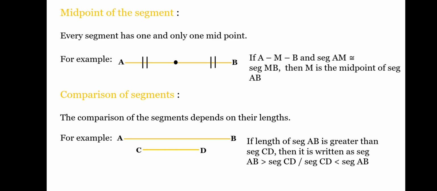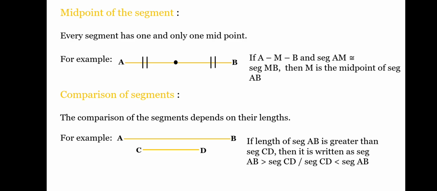Now, what is a midpoint of a segment? A midpoint is a point which divides the segment into two equal parts. So in the figure I have drawn segment AB, and M is the midpoint of segment AB. It means that M is dividing segment AB into two equal parts. That is, segment AM will be equal to segment MB.